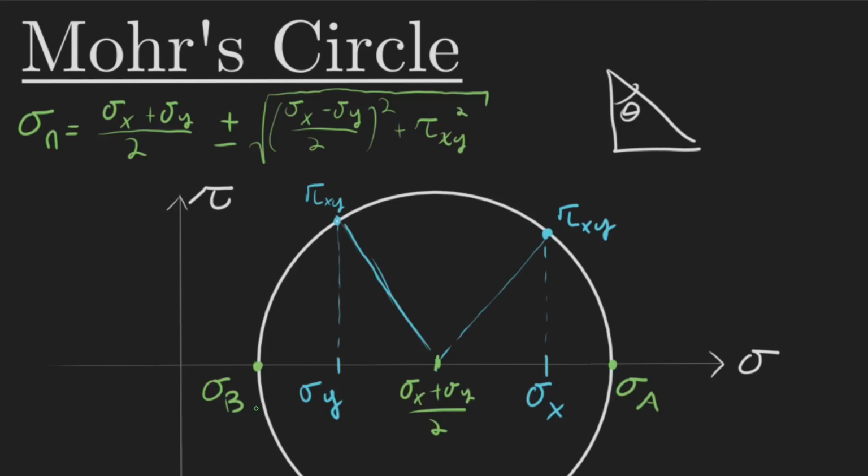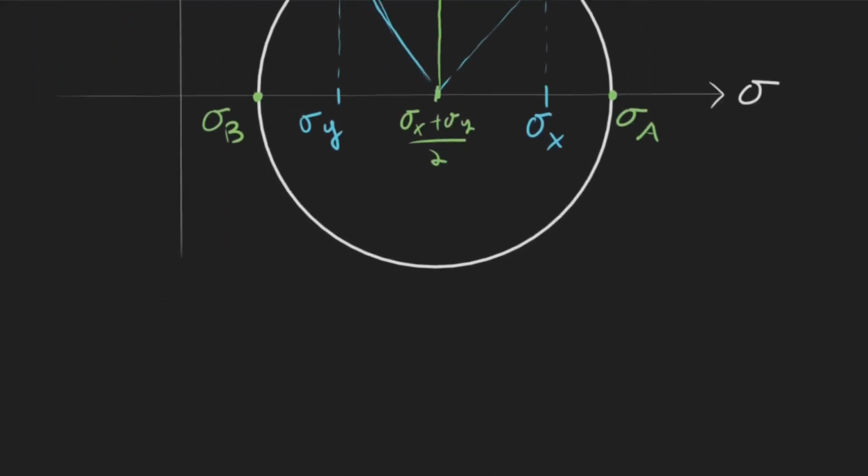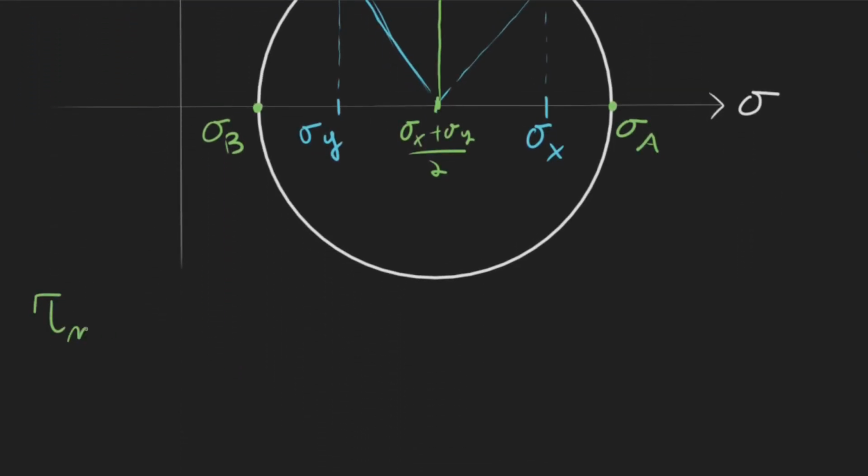Okay? And that also means that the maximum shear is just equal to the radius, or the value inside the square root right here. So this right here would be our shear max. And because it's equal to the radius, we could also say that our shear max has to equal sigma A minus sigma B all over 2, because it has to equal the radius.